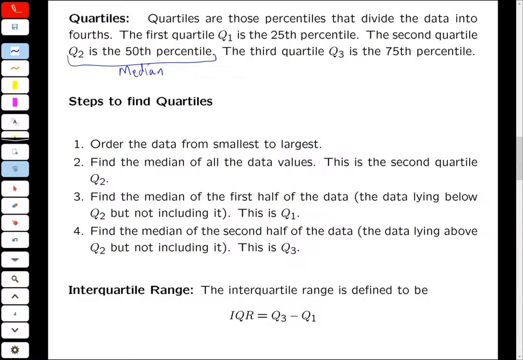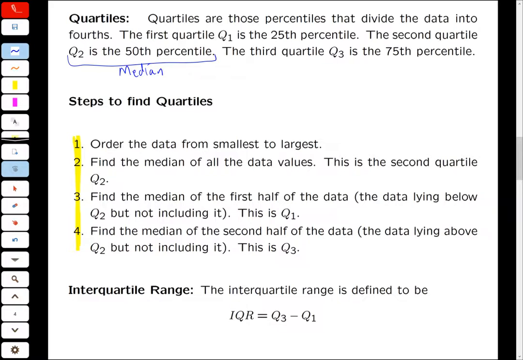These steps are what you're going to use if you're doing this by hand. And I'm going to show you one by hand, but you can, of course, do this all on your TI-83, TI-84 calculators. It will give you all this information.